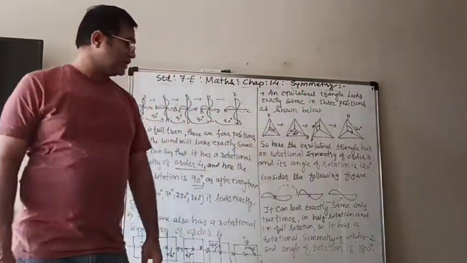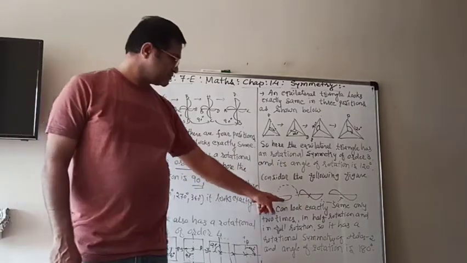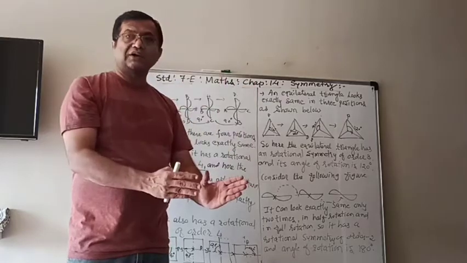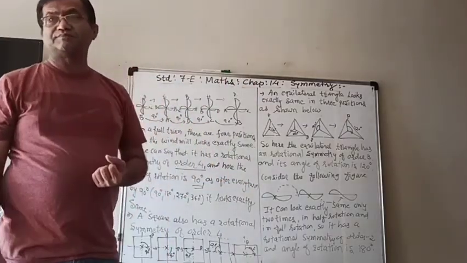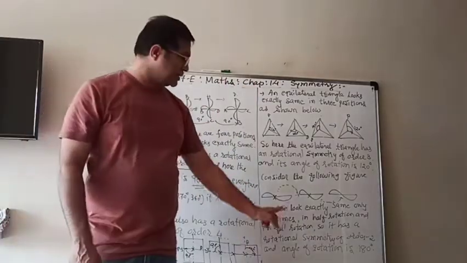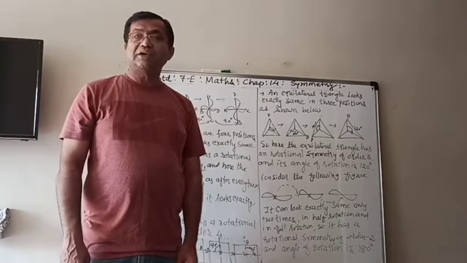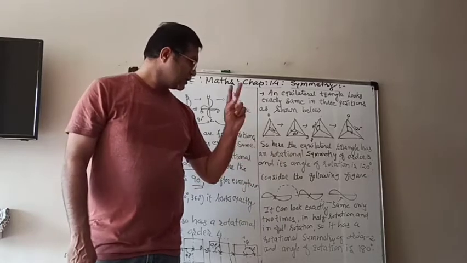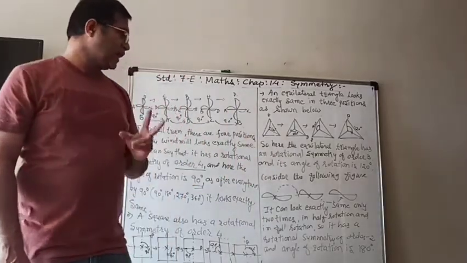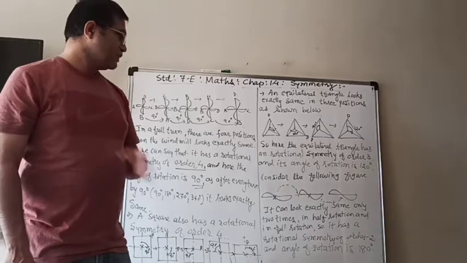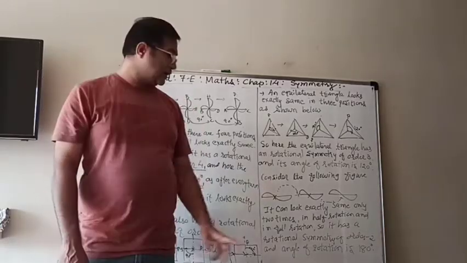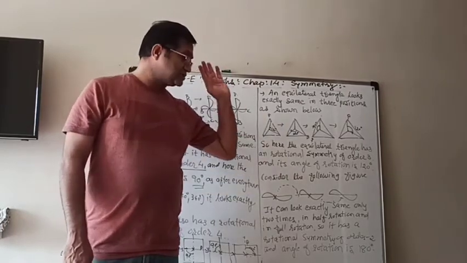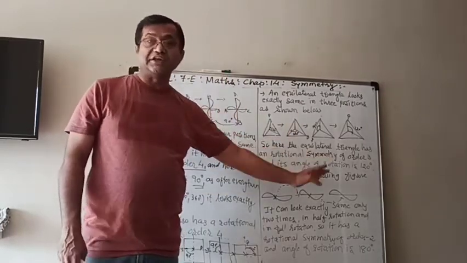Similarly, I draw a figure here. When it turns 90 degrees, it will come vertically, so it does not look the same. But again 90 degrees, making 180 degrees, it will look the same, and therefore it also looks exactly the same 2 times, in half rotation and in full rotation. So this also has a rotational symmetry of order 2 and the angle of rotation is 180 degrees.